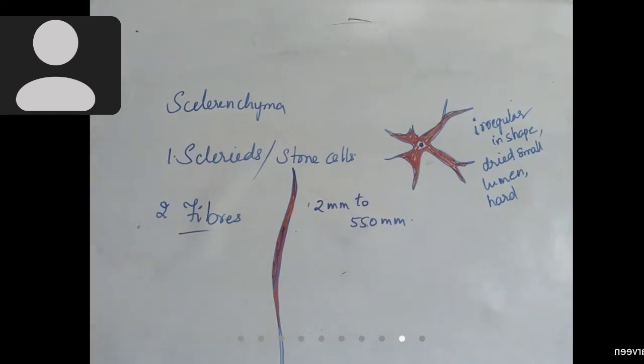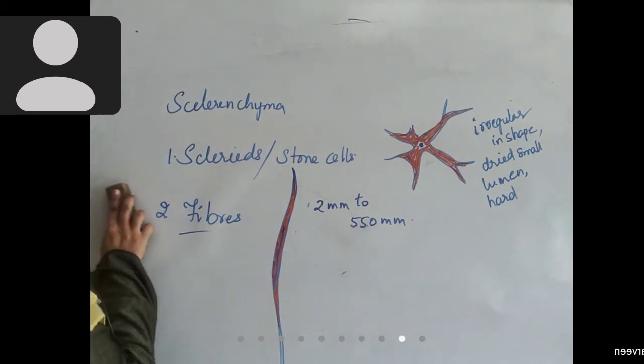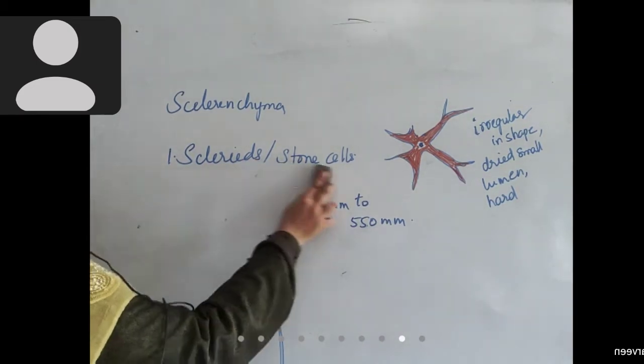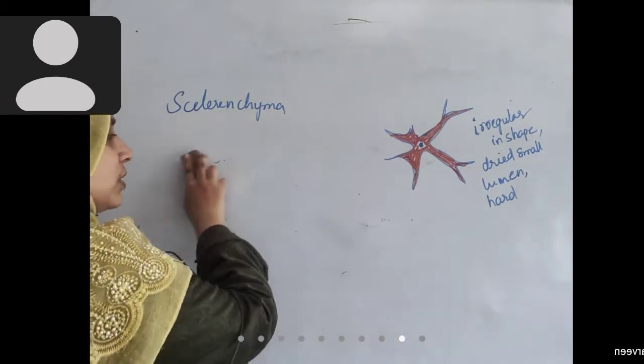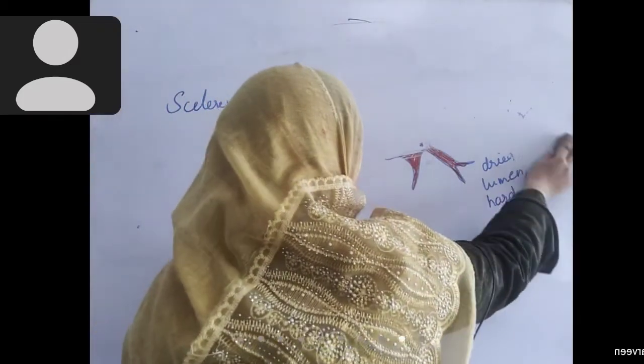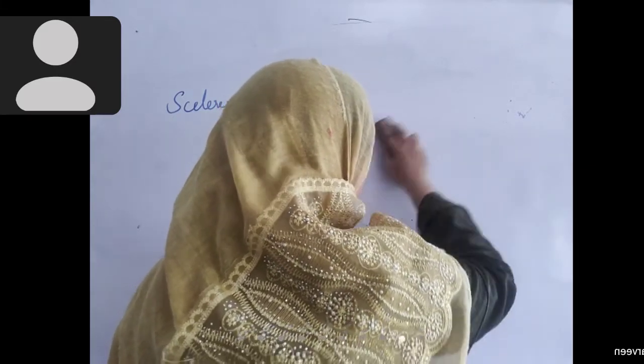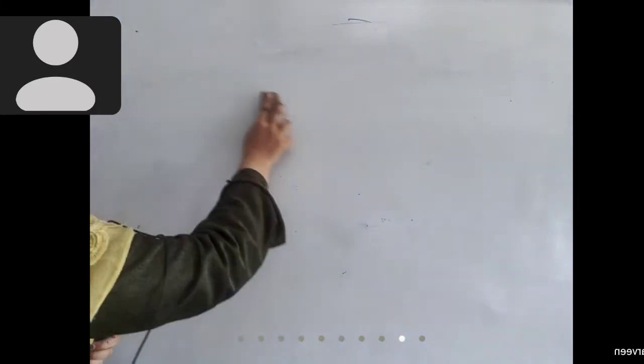Next, complex tissue. We'll directly go into complex tissue. So this is fibers. Those are sclerites. Only two types of sclerenchyma cells. We have completed all simple tissues in permanent tissues.